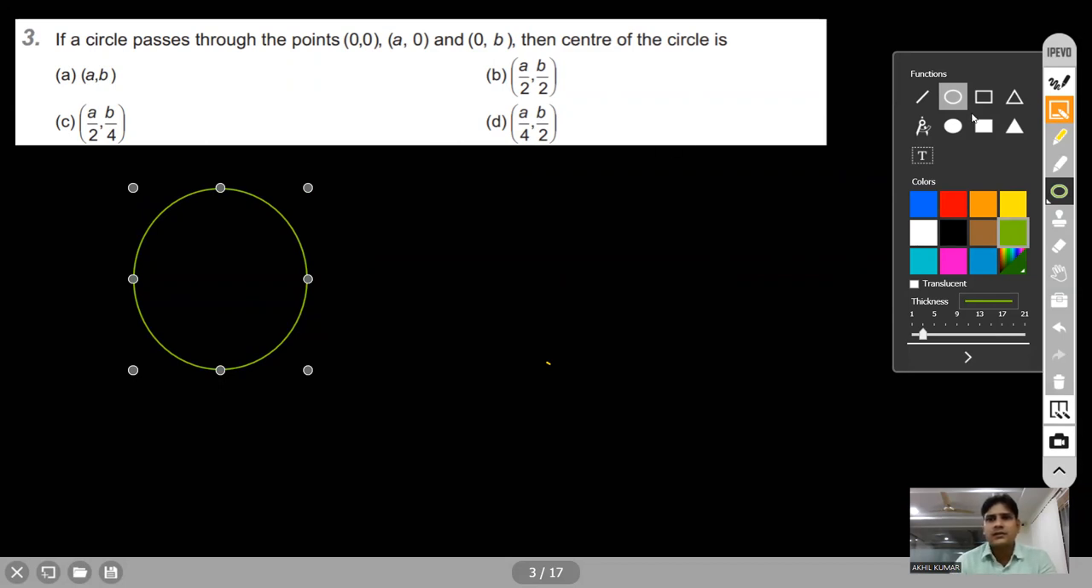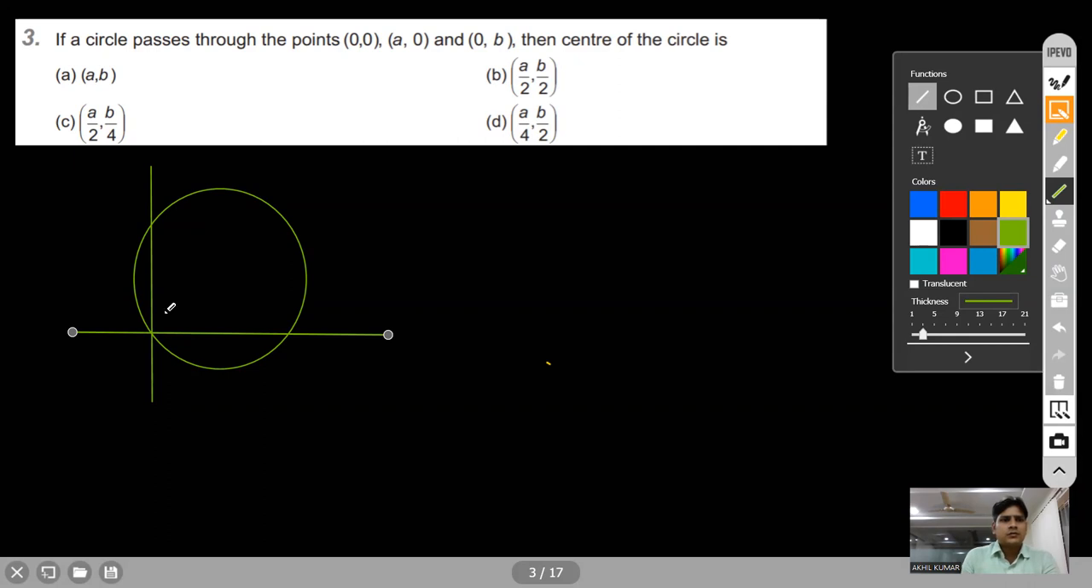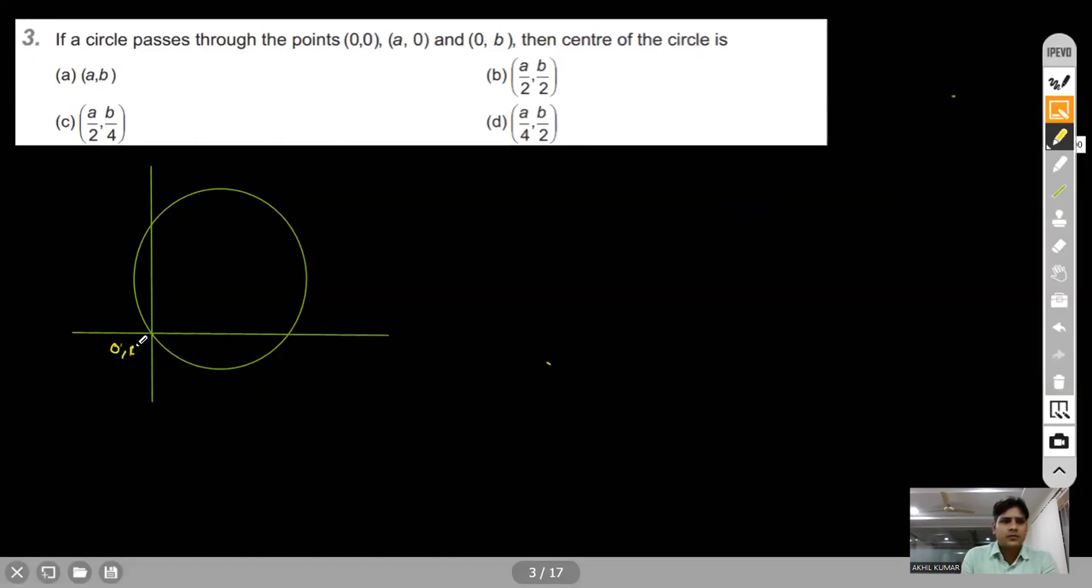So this is our circle and let me consider this as coordinate axes. Okay. So this will be the 0, 0 point. This point will be a, 0, and this point will be 0, b, right? And what it is saying, we have to find the center of the circle. Okay. We have to find the center of the circle.